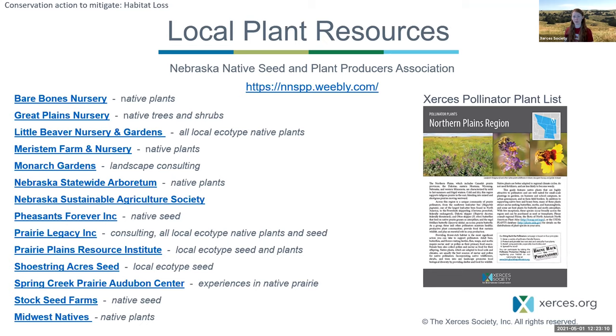Xerces also has a Northern Plains plant list. So if you didn't get to scribble down all the plants we just went over, you can look up this sheet here. And it's got a pretty extensive list of plants to use throughout the summer and the fall and in the spring.